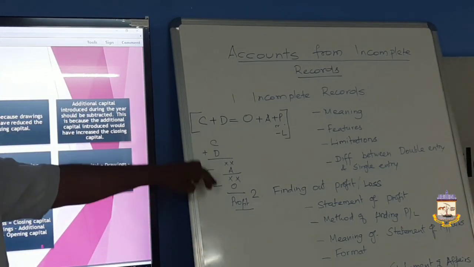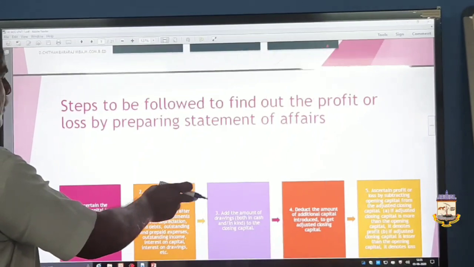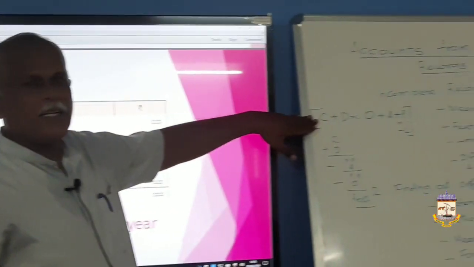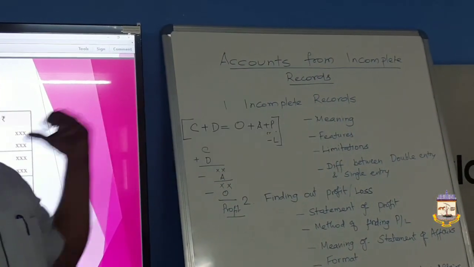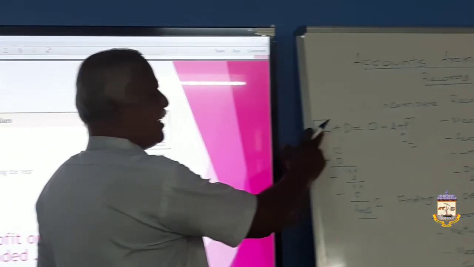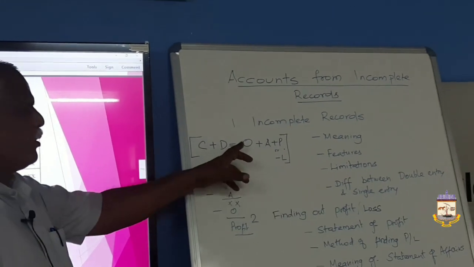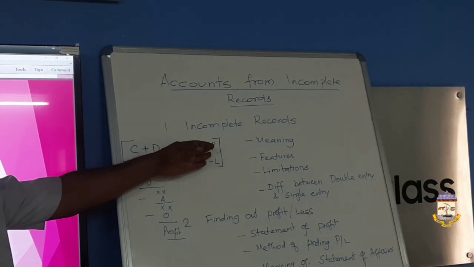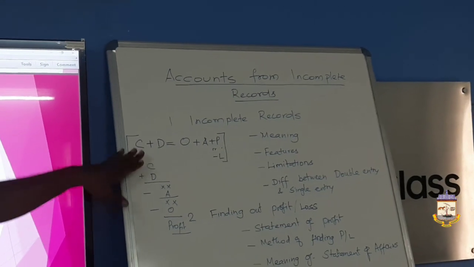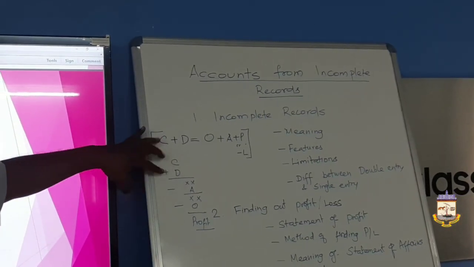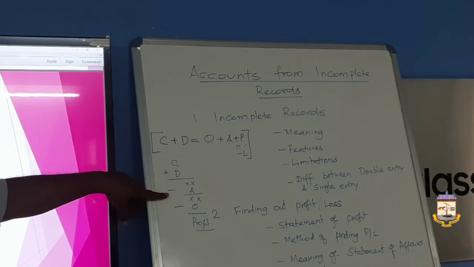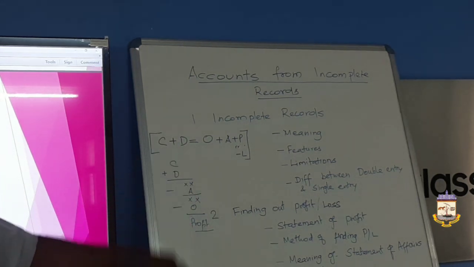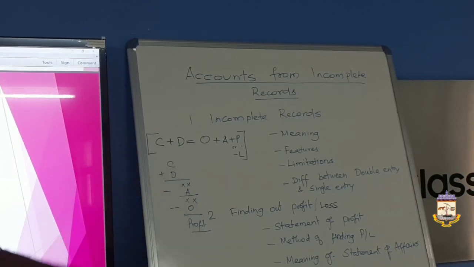If it is a positive figure, then it is profit. This is given here in a vertical format. Here I have written it in a horizontal format. You can calculate in both ways. Closing capital plus drawing is equal to opening capital plus additional capital plus profit. Leaving the profit there and bringing these two to this side, we can write it in a vertical format for easy calculation: closing capital plus drawing minus the additional capital minus the opening capital. If it is a positive figure, it is called profit. If it is a negative figure, it is termed as loss. This is how we find out profit or loss.